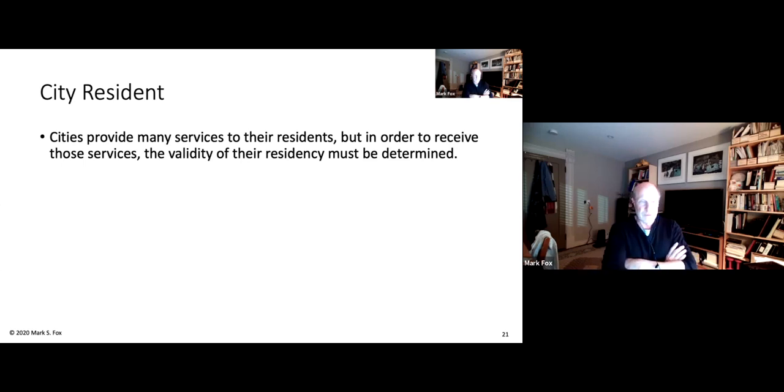Let's consider the following. Cities provide many services to the residents, but in order to receive those services, the validity of their residency must be determined. Think about that. A city will not arbitrarily provide things to people who are tourists or passing through or whatever the case may be. Certain services are restricted to residents. So the question is, what role does an ontology have to play?